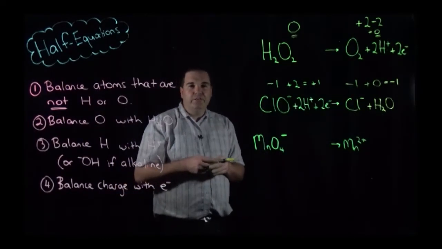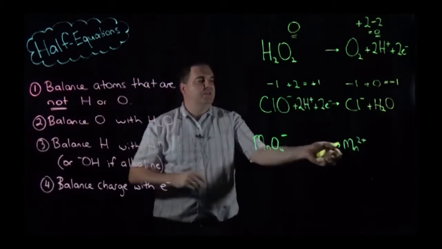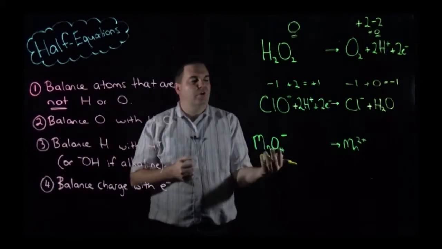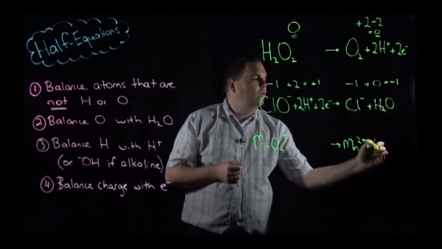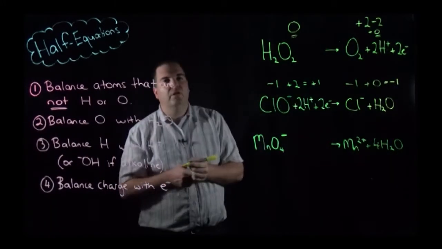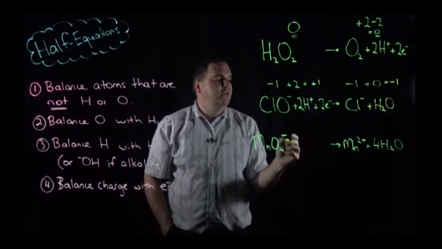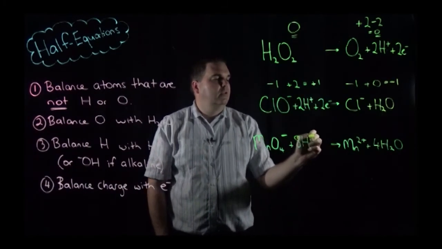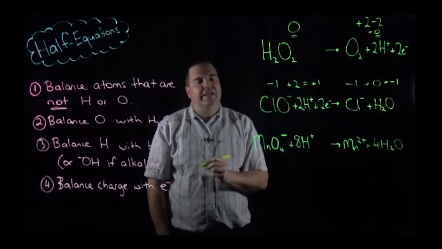But in terms of the redox half equation, balance the atoms that are not hydrogens or oxygens, one manganese, so that's already done. Balance your oxygens with H2O. Well, we've got 4 oxygens here, so we need 4 H2O on that side. Next step is to balance up your hydrogens. So we've got 4 lots of 2 is 8 hydrogens that we need on this side. And then we get to the final step, which is balancing up with our electrons.